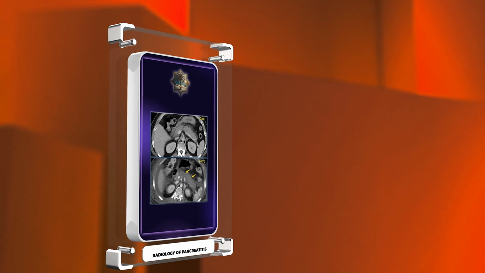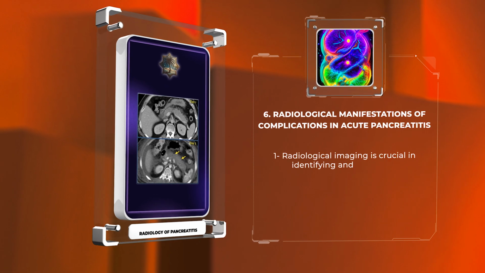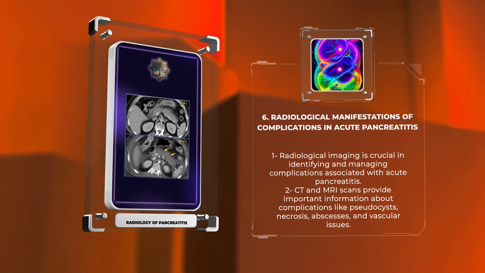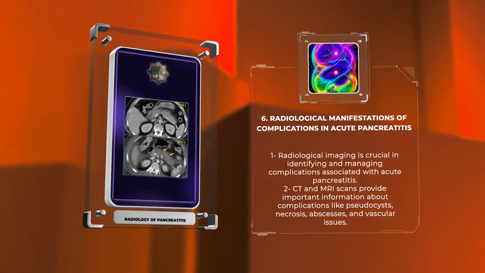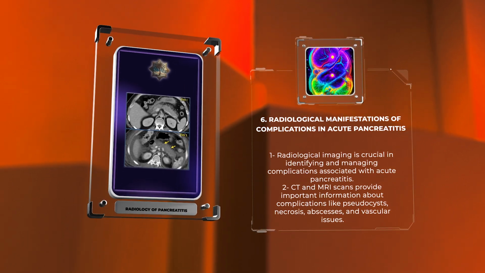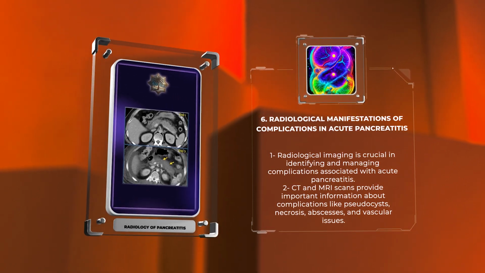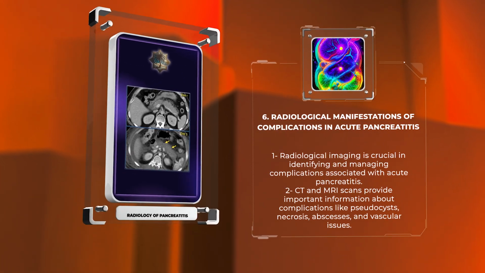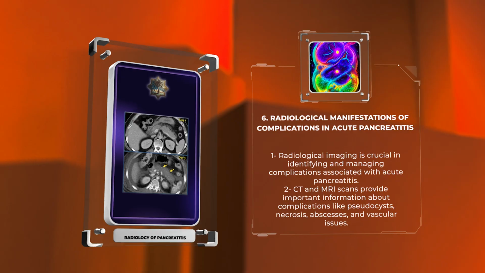In acute pancreatitis, radiological imaging is crucial for identifying and managing complications like pseudocysts, necrosis, abscesses, and vascular issues. CT and MRI scans provide important information about the size, location, communication, chronicity, and infection within these complications, and interventional radiology techniques can be used for drainage and management.